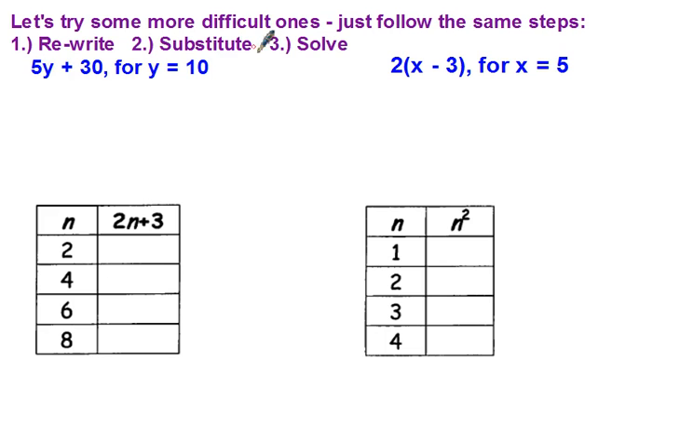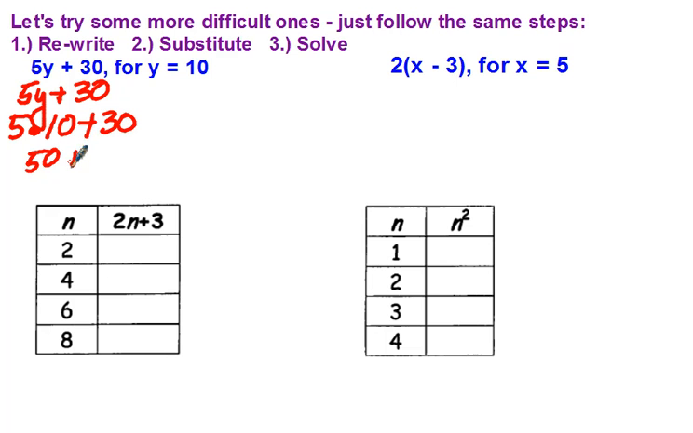You can try some harder ones, but the steps are the same. 5y plus 30. Substitute in 5 times 10 plus 30, 50 plus 30. And remember, you do your multiplication before your addition. Be sure and use your order of operations. Is 80.